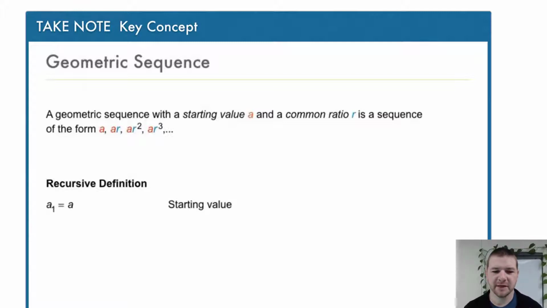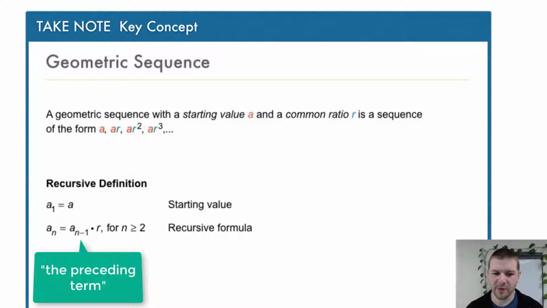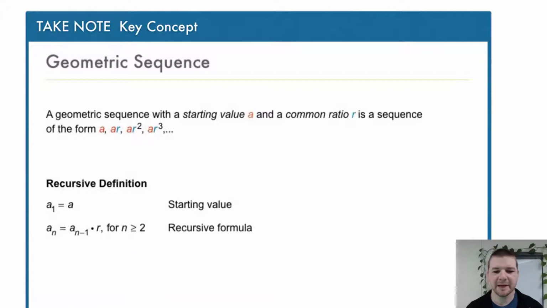A recursive definition. We begin with our starting value, a sub 1, meaning the first term. That will equal a. And then a recursive formula is written in the form a sub n. So for any number n greater than or equal to 2, the term a sub n will equal a sub n minus 1, so we can think of that as the term right before, or the previous term, times r. Again, that's for n greater than or equal to 2.